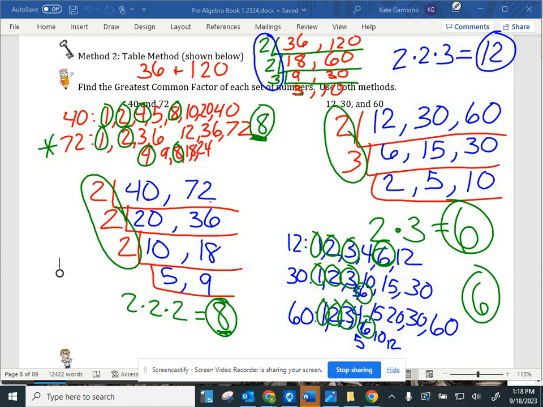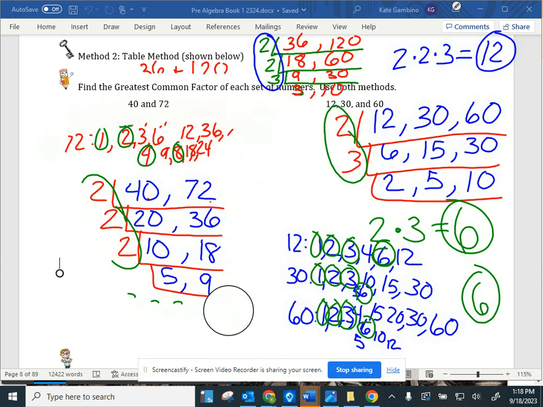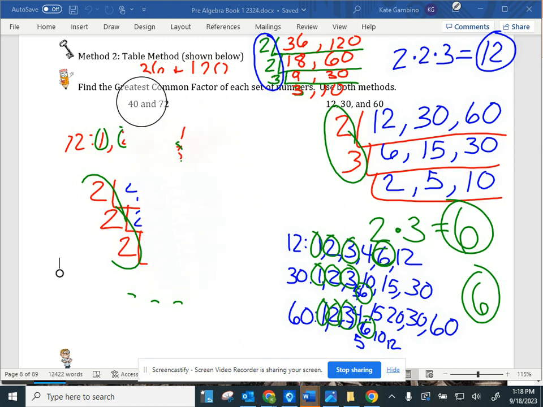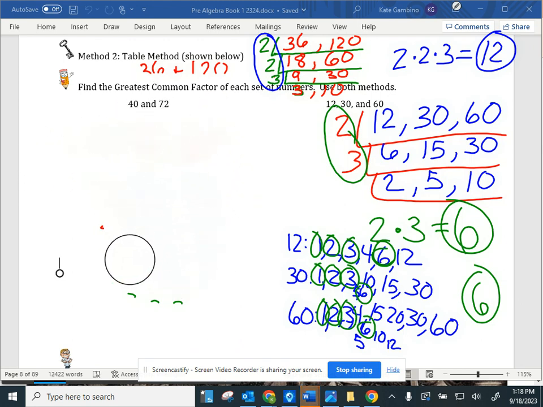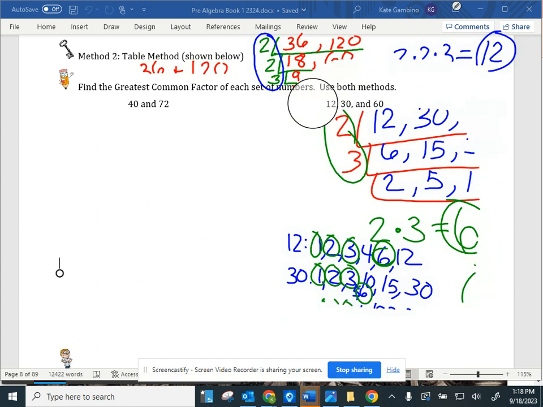Henry? It looks like the higher the number, the more factors you have. It seems like the bigger the number you have, the more factors you have, unless we have like 33. Seems like a big number, but there's only 4 factors, right? So it really depends. Sometimes there's more, sometimes there's not.